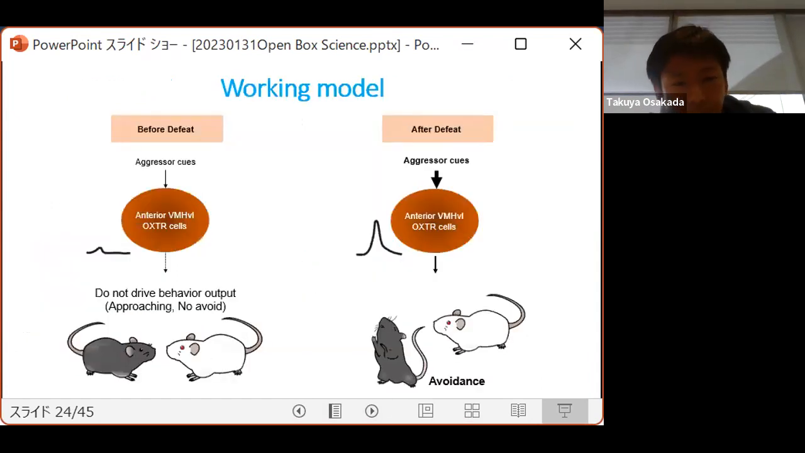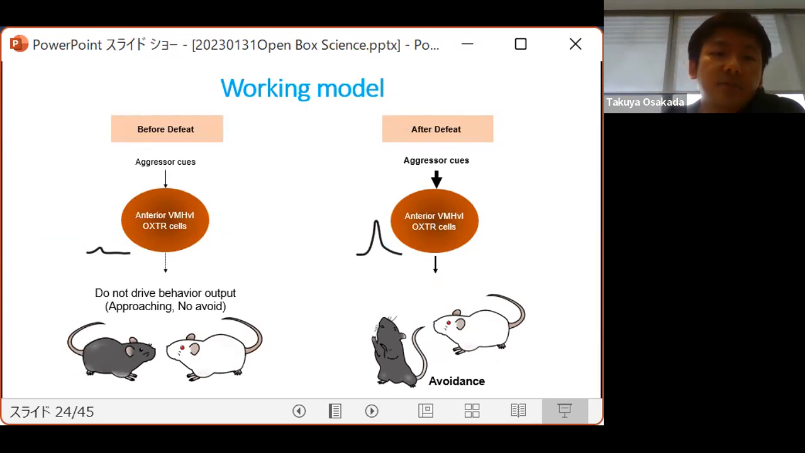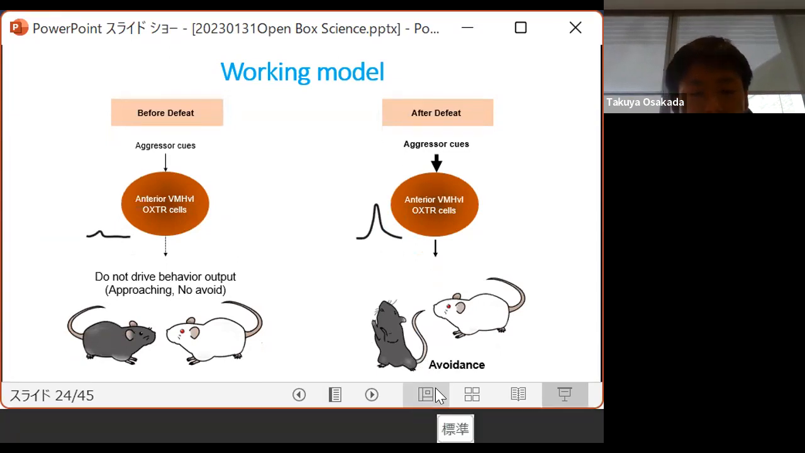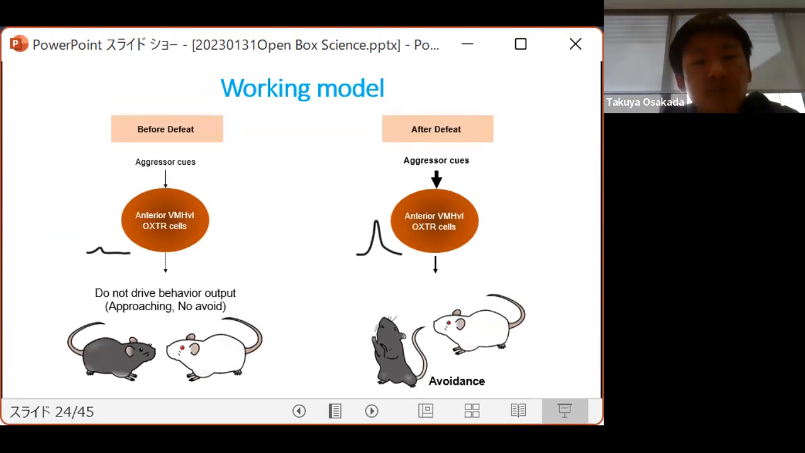So here I want to show our working model. Before defeat, even though there are aggressor cues, the neural activity of the anterior part of the BMHBL is quiet, so there is no specific behavior output. In this case, they show approaching but no avoidance behaviors. After defeat, the mice show prompt avoidance behaviors when they re-encounter the aggressors, because the anterior BMHBL oxytocin receptor positive population is now strongly activated because of the defeat experience.